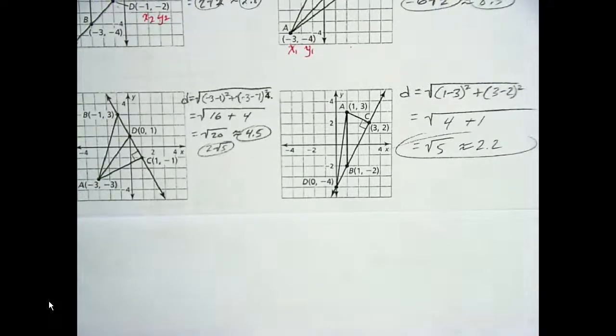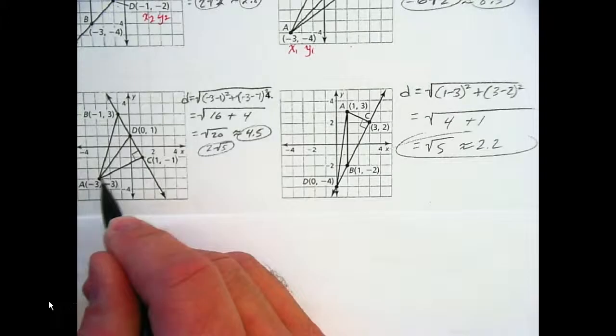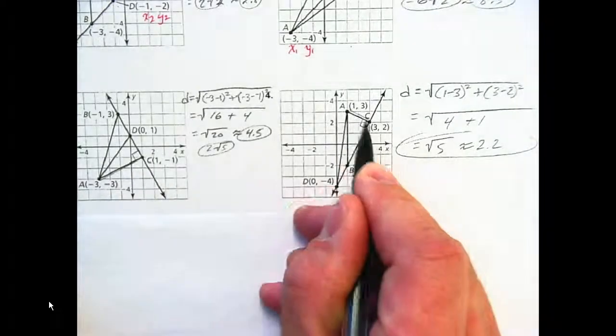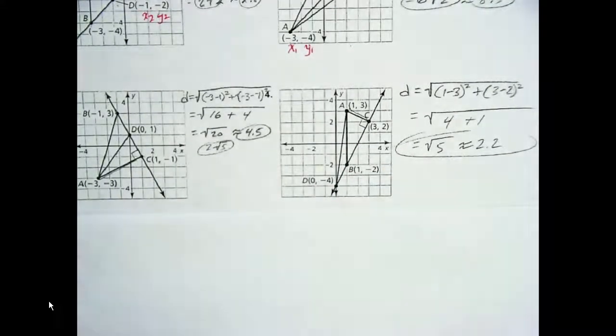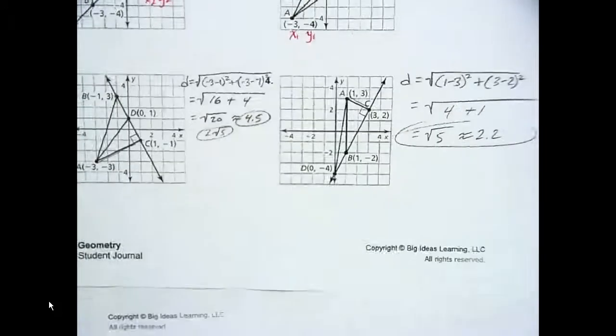Correct. In order to use the line, it has to be a right angle. It has to intersect at a right angle. So we're dealing with this line here and that line there. Okay?